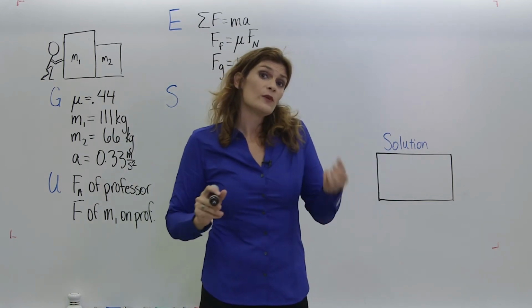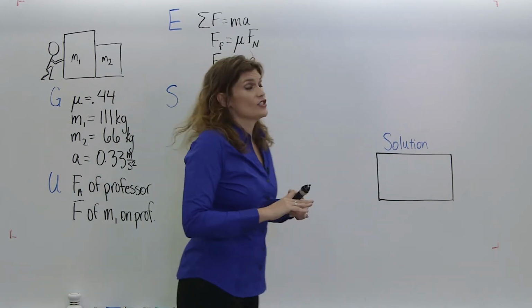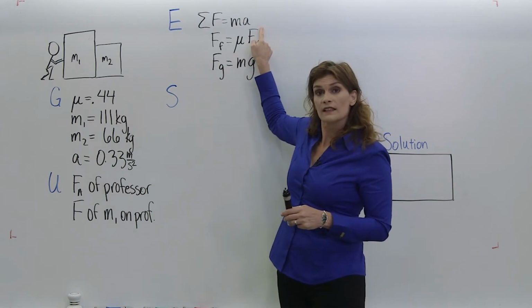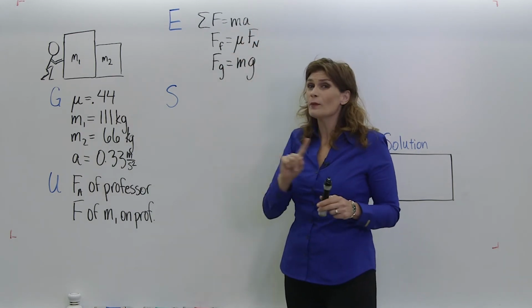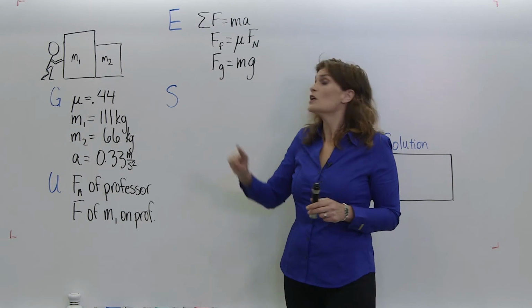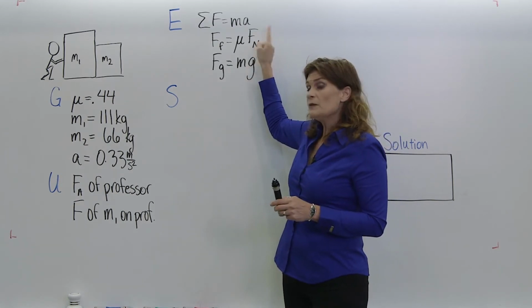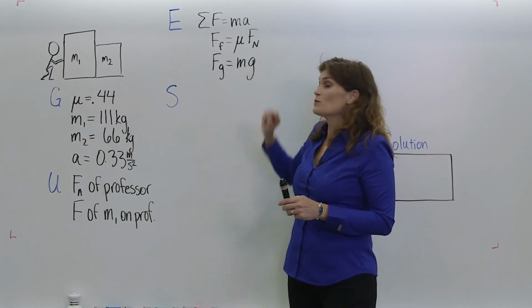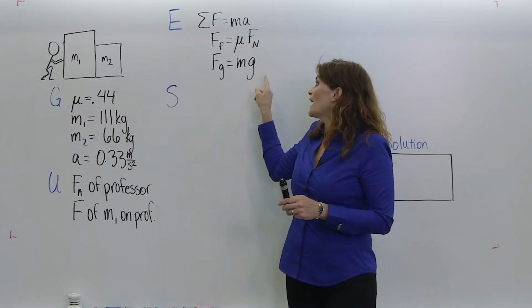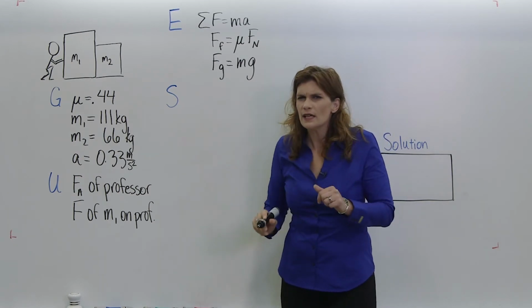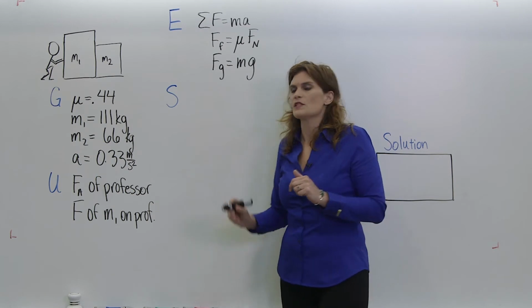So the first thing we always have to do is we look at our equations. We know that if we see the sum of the forces, then we're probably going to have to draw a free body diagram. So we have the sum of the forces equals ma. We have the force of friction equals mu F normal, and that Fg equals mg. So let's take a look at our free body diagram and see how we set up this problem.